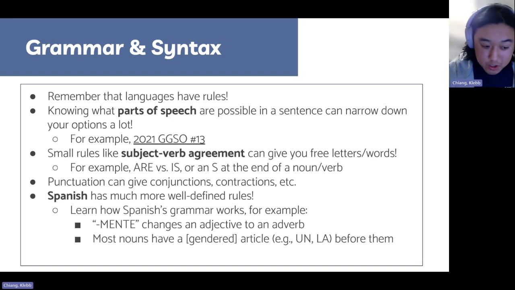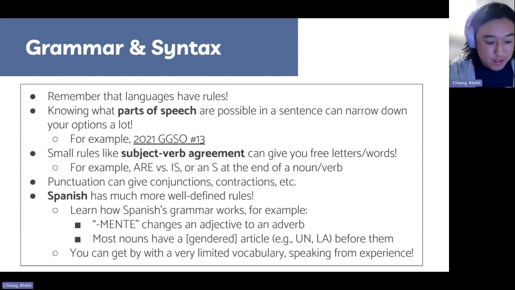Okay, most nouns have a gendered article before them, like un, la, las, los, etc. So if you know that, you can spot it, and it's actually quite easy with some practice. Vocabulary is not that important for the Spanish Aristocrats, right? And I'm saying that as someone who doesn't know much Spanish, to be honest. But if you have a very, very basic vocabulary, and then just learn how the grammar works, because a lot of words are also very similar between the two languages. So I believe you can do this even if you're not a Spanish speaker.